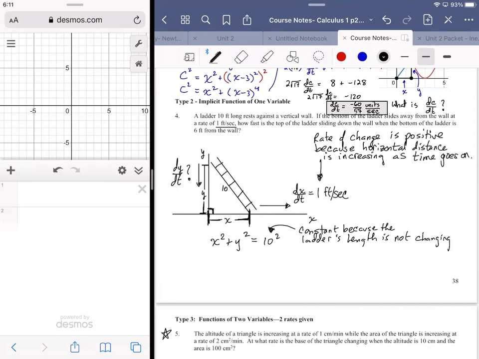All right. But now we have an equation, so I can take the derivative implicitly. We're taking the derivative of each of these terms with respect to t. So x squared has a derivative of 2x, but that x is a variable quantity dependent on time.